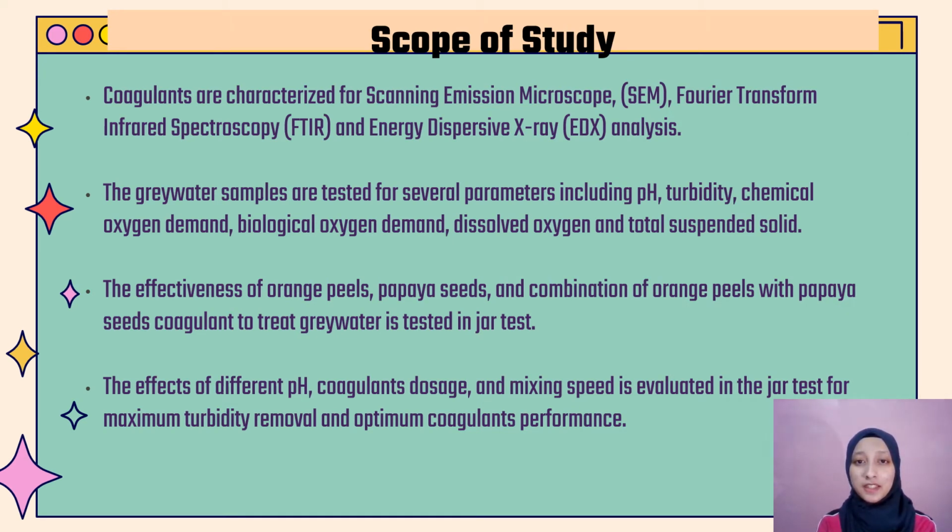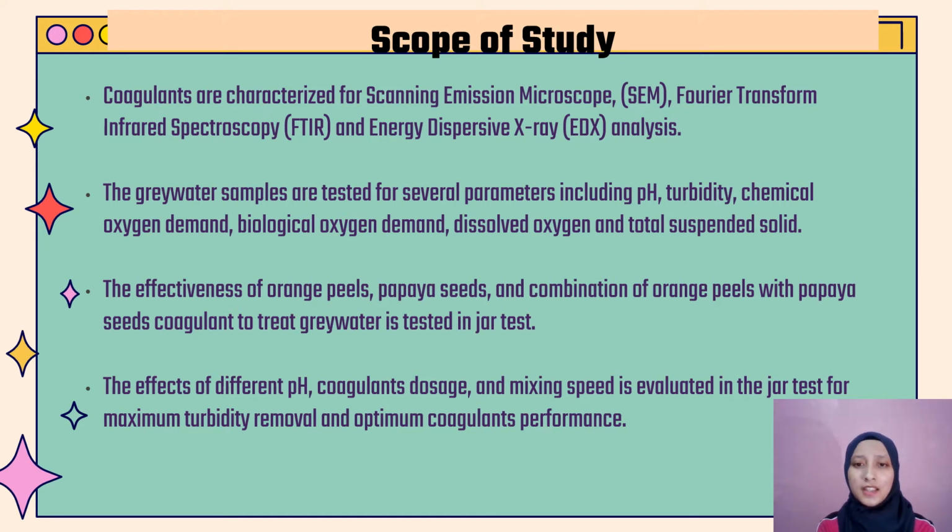There are three machines used to analyze the characterization of coagulants. First machine is scanning electron microscope (SEM). Second is Fourier transform infrared spectroscopy (FTIR), and the last one is energy dispersive X-ray (EDX). Next, the grey water samples are tested for several parameters including pH, turbidity, chemical oxygen demand, biological oxygen demand, dissolved oxygen and total suspended solids.